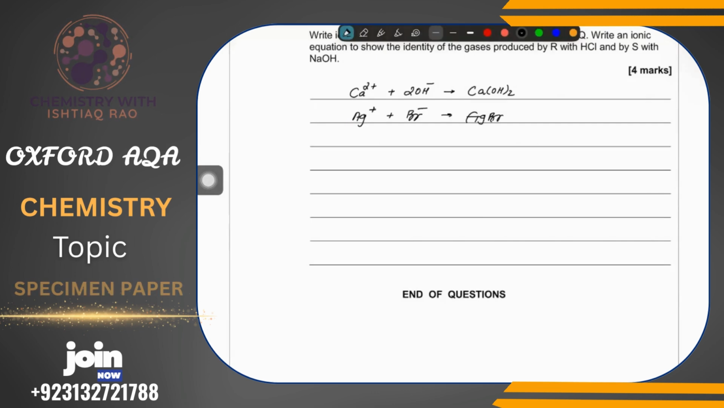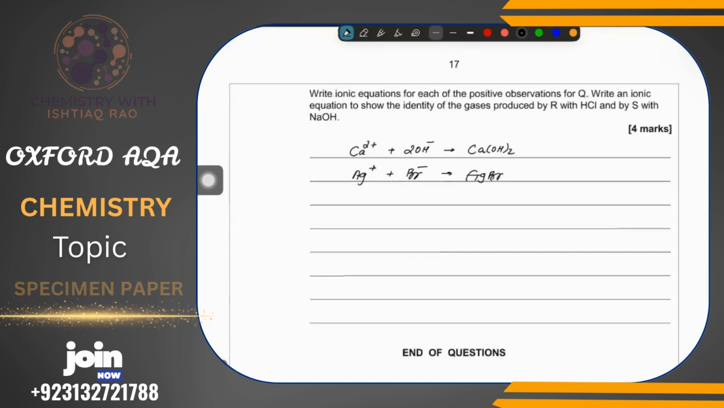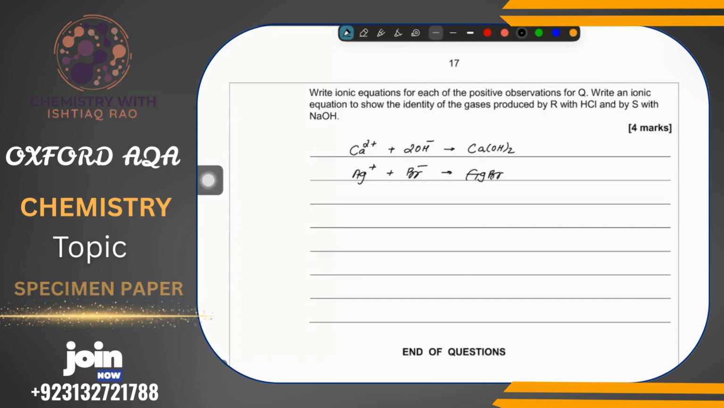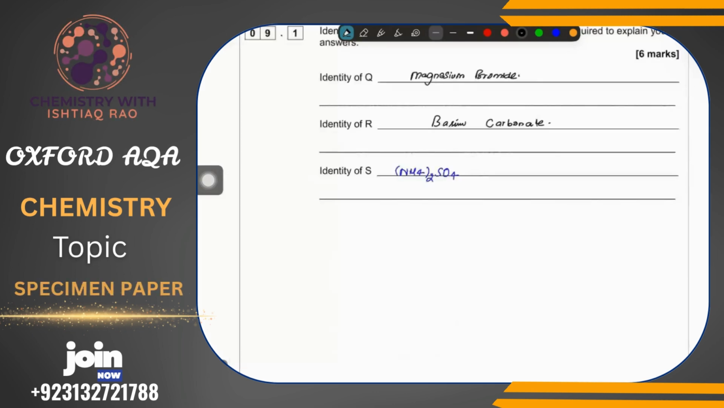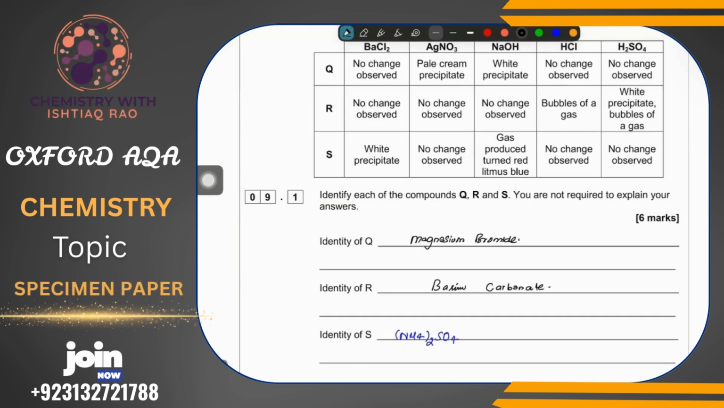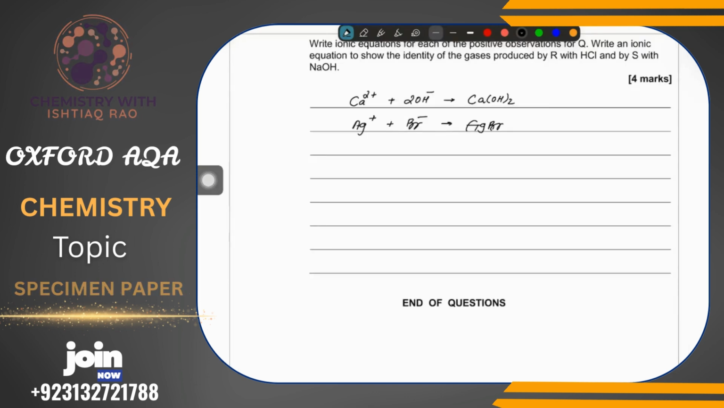Okay, AgBr is formed. And then they are asking about R. In R, what's going on? In R, they are giving us bubbles of a gas. Acid is reacting with carbonate. That's why carbon dioxide is released. So acid is represented by H plus. It's reacting with carbonate, that is CO3 2 minus. Carbonate is always 2 minus. As a result of this, carbon dioxide and water are formed.